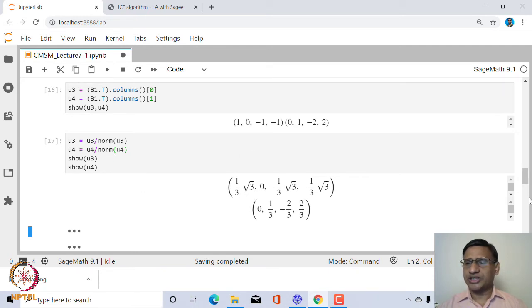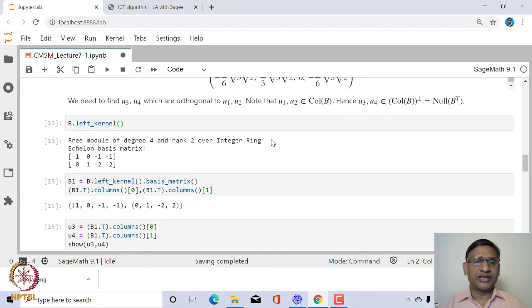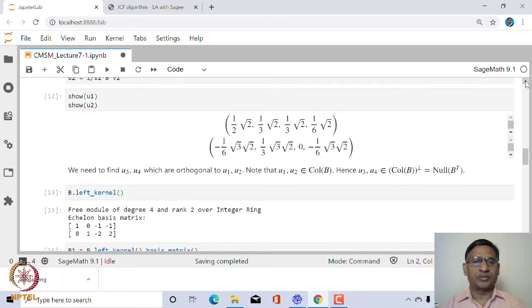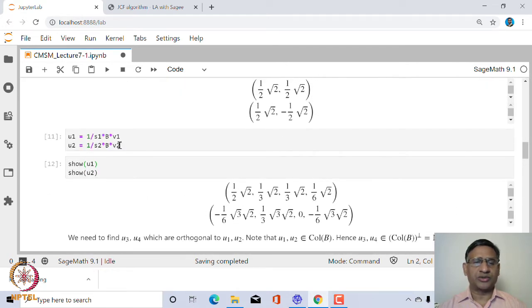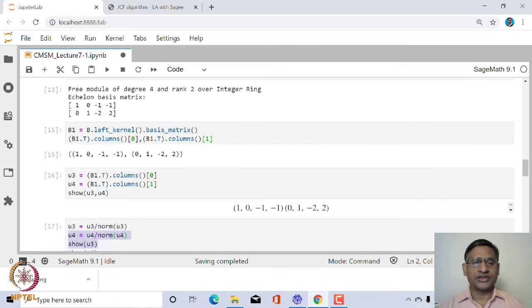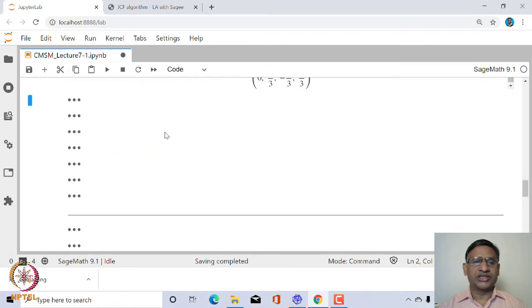If you notice here, the way we defined U1 and U2 by this formula, 1 upon sigma 1 times B times V1 and 1 upon sigma 2 times B times V2, you can directly check that U1 and U2 are orthogonal. In fact, they are orthonormal vectors. So that is an easy exercise.